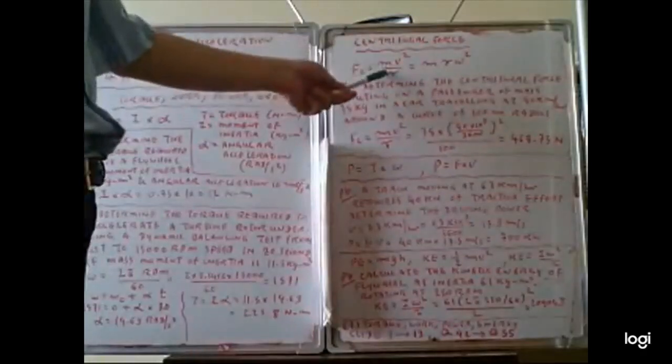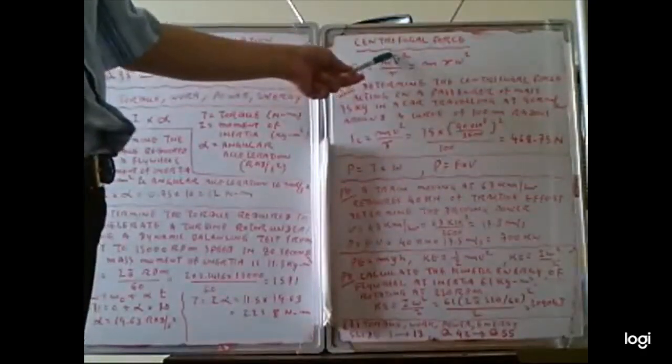Another topic is the centrifugal force. Centrifugal force F is equal to mv squared by r, or m r omega squared. M is the mass, r is the radius, v is the velocity, and omega is the angular velocity. So we have to solve this problem.